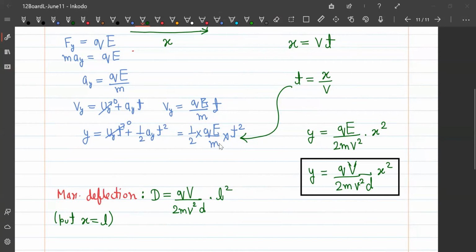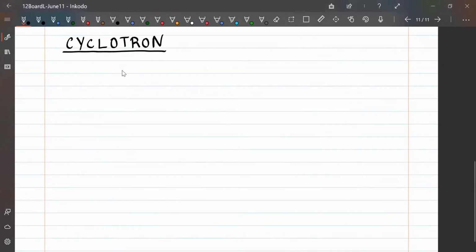Next, we're going to talk about a device which is called a cyclotron. It is used to control a charged particle, and we can get a desired speed for the charged particle. So this device is called a cyclotron. The arrangement is quite simple.